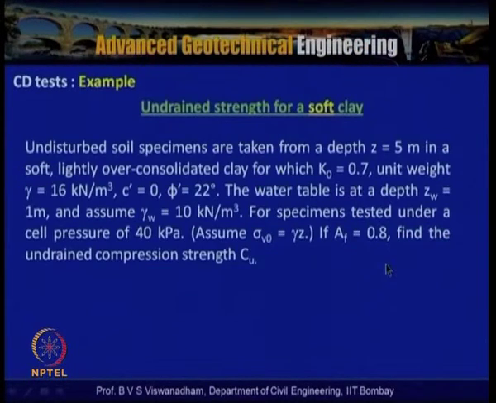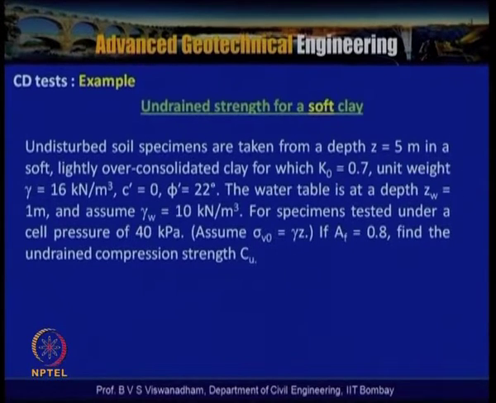So, based on the deliberation, let us look into one problem here. Undisturbed soil specimens are basically taken from a depth of, say, z equal to 5 meters in a soft lightly over consolidated clay for which K naught is equal to 0.7.